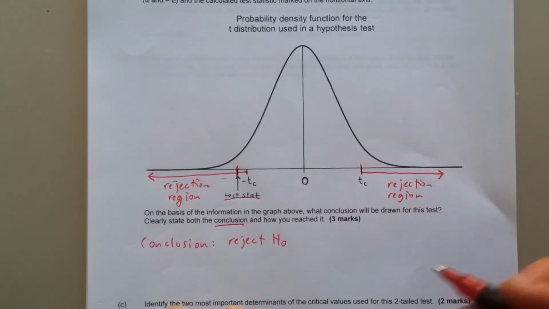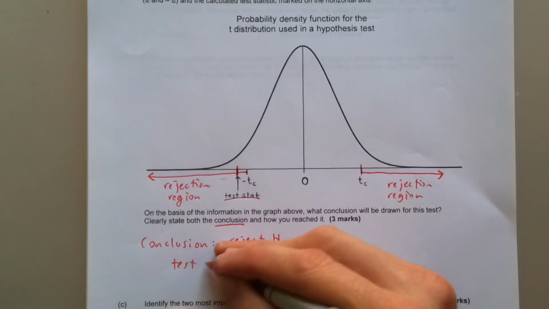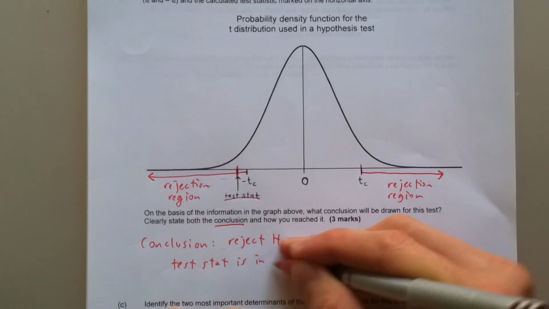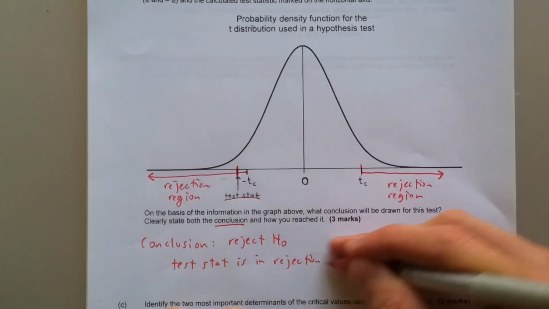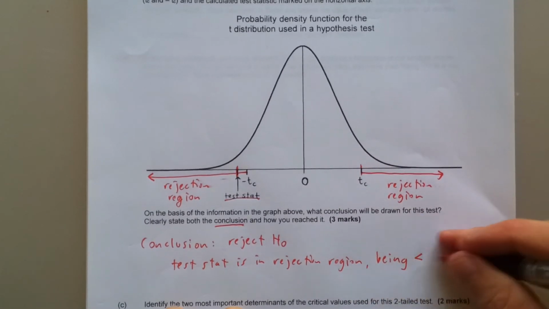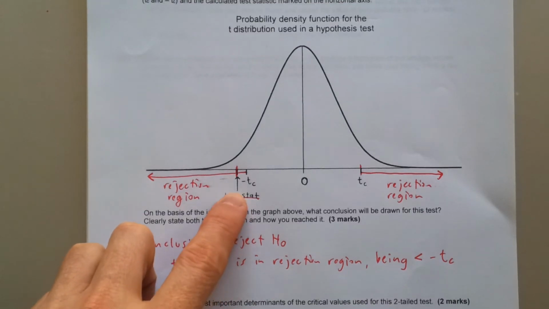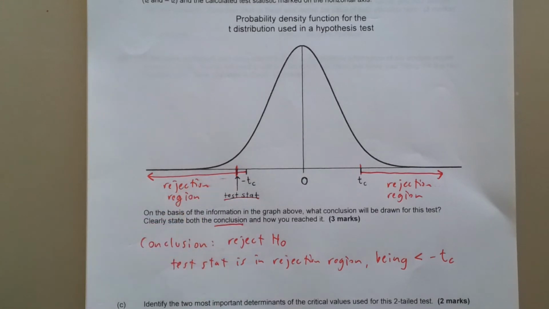So to explain how we reach the conclusion, we'll say that the test stat is in the rejection region, being less than negative TC. And underlying that is the idea that if the null hypothesis were true, there would be a very low chance that we would see a test statistic out in this range, and therefore it seems as though the null hypothesis is probably not true.